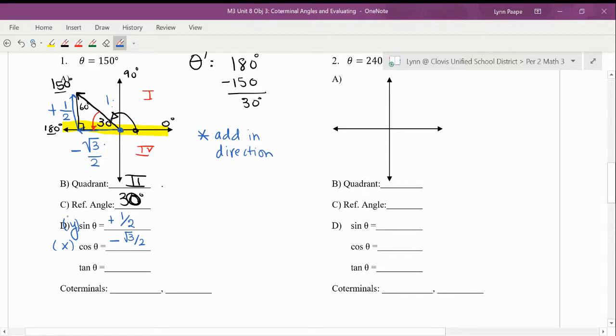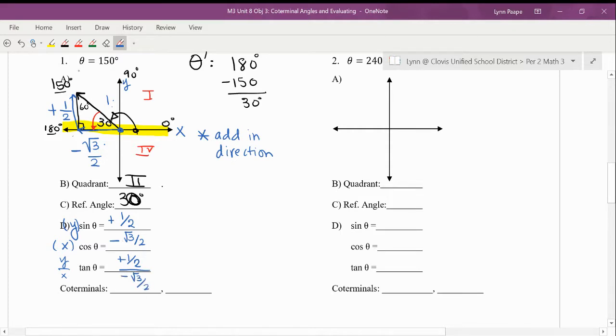And then finally for my tangent, it's going to be the y over the x. So this is my x-axis, this is my y-axis. So this is my x value, my y value. Vertical is y, horizontal is x. Over the x, up the y. So my tangent is going to be the y value divided by the x value.